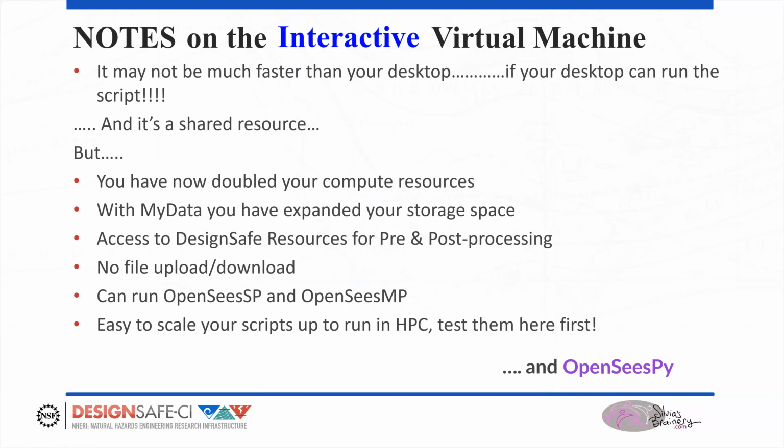So the notes on the interactive machine are very important because it may not be much faster than your desktop, okay? If your desktop can run the script, all right? So I don't have MP nor SP on my desktop. And it's also a shared resource. So maybe doing everything on my own computer may be faster, but hey, to me, it's another machine out there. So maybe I can have some things on my desktop and run things there.